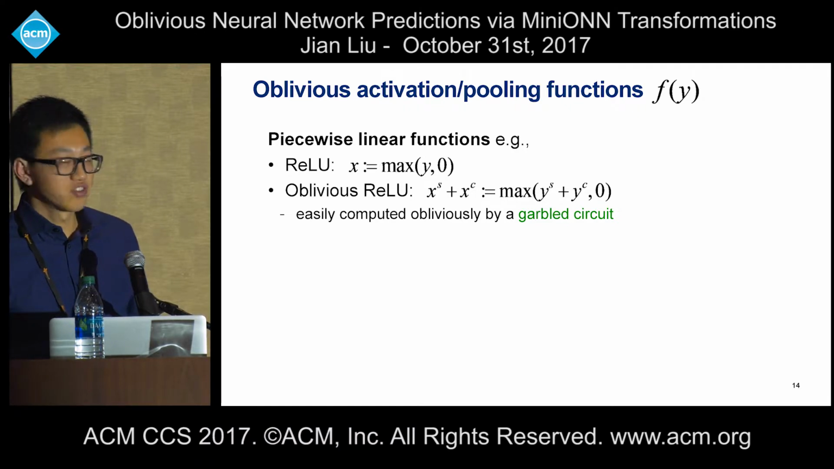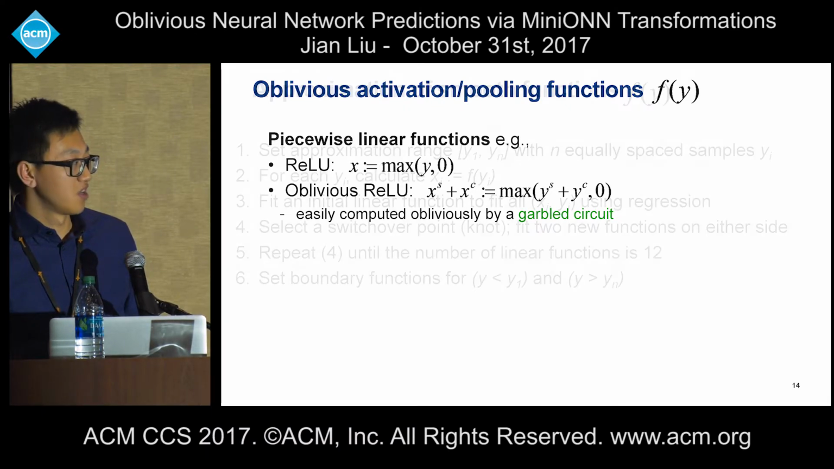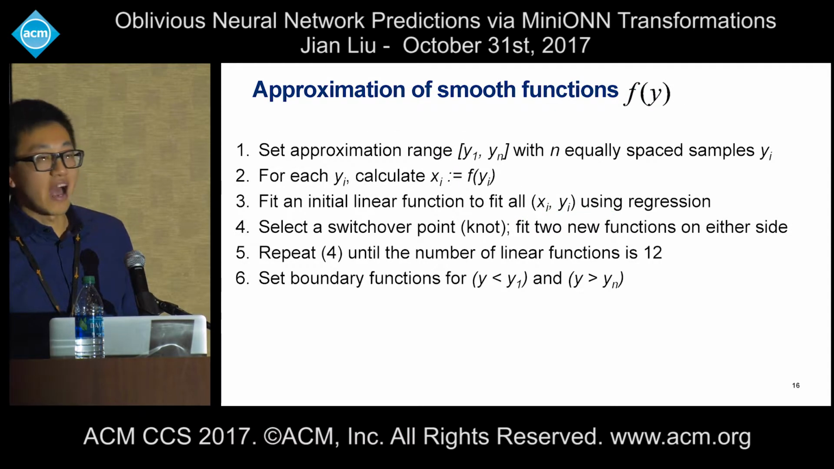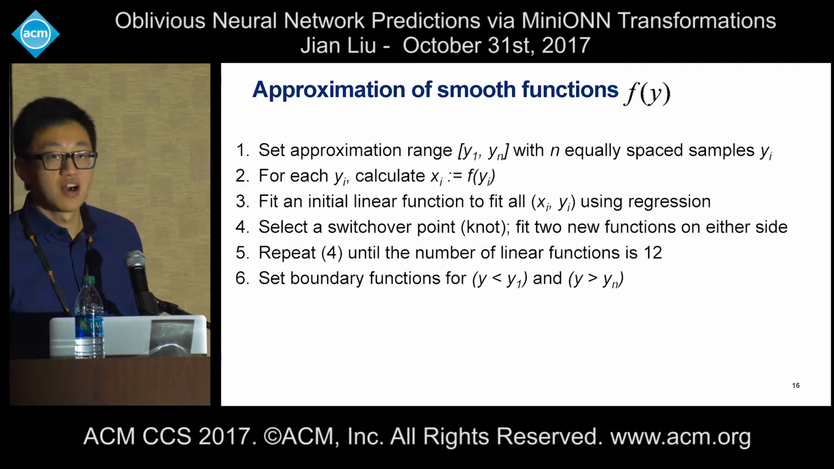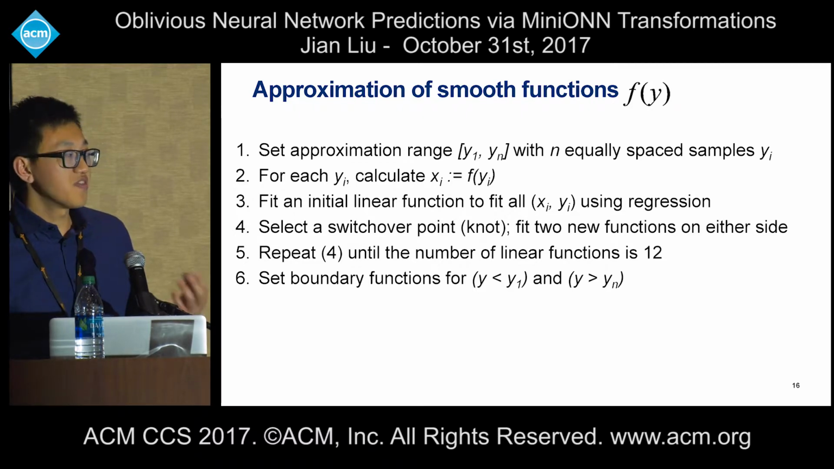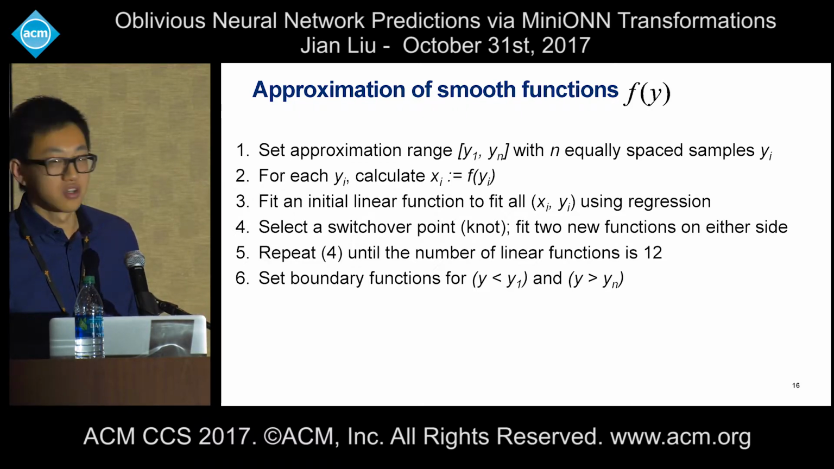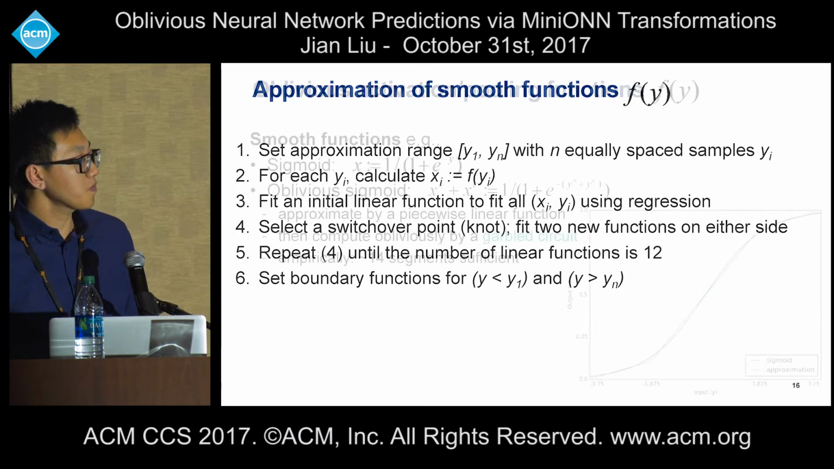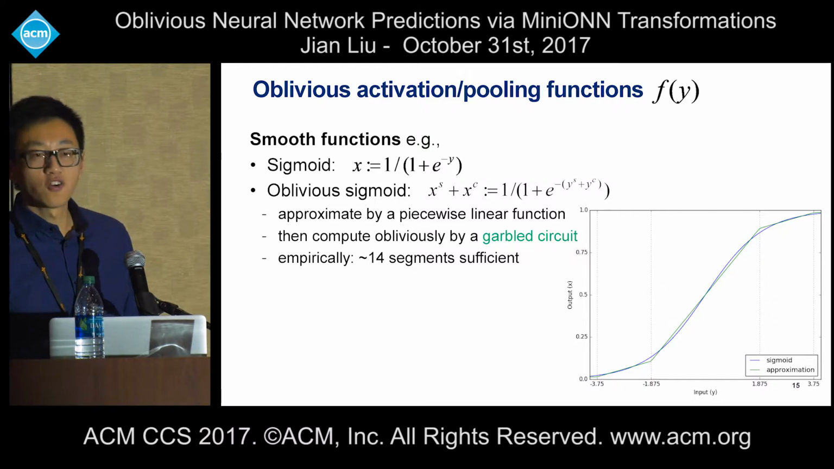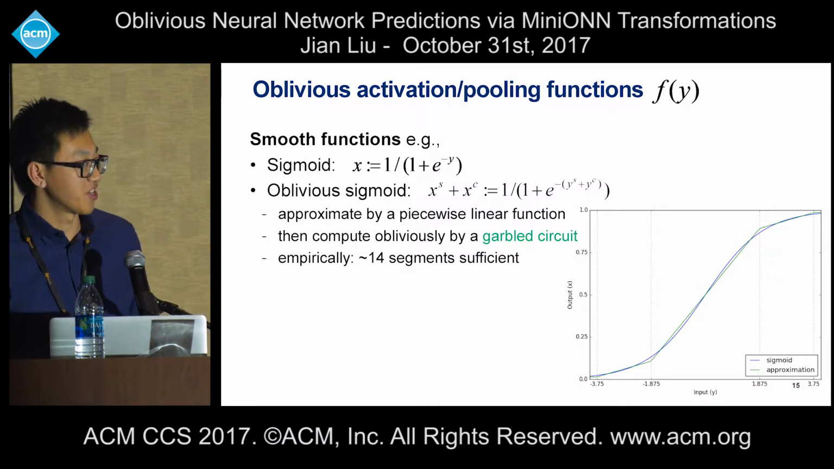And we generate a Garbled circuit for each linear function. Then for each input y, we first find which segment this y belongs to, and then calculate the corresponding Garbled circuit, and multiply with 1. And for other segments, we also calculate the corresponding Garbled circuit to protect the information about which segment it belongs to. But we multiply it with 0. And in the end, we add together all the results of all segments. So empirically, 14 segments is enough to get high accuracy.